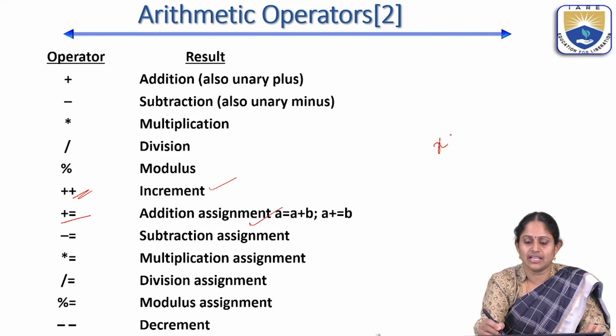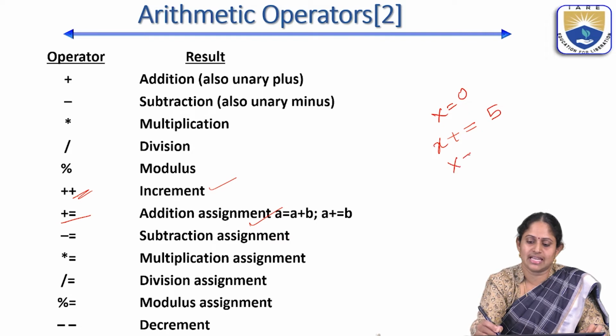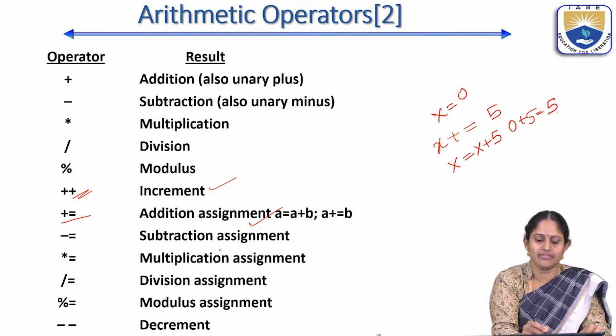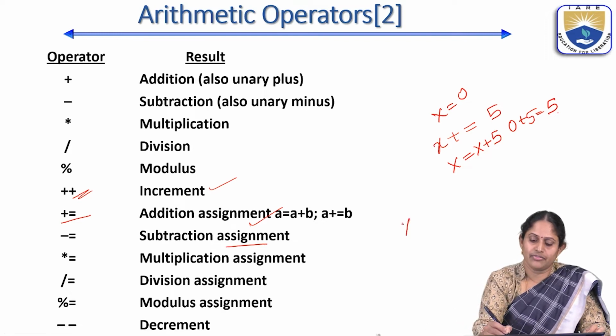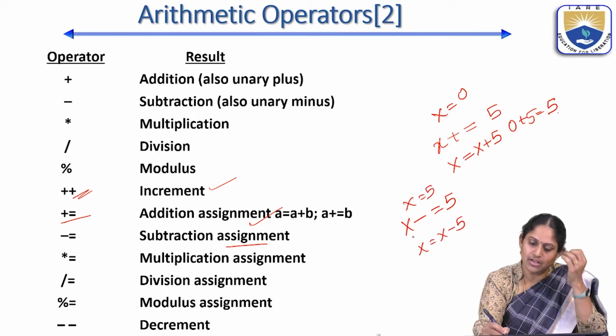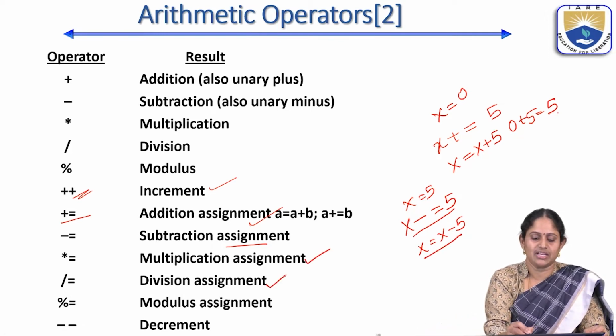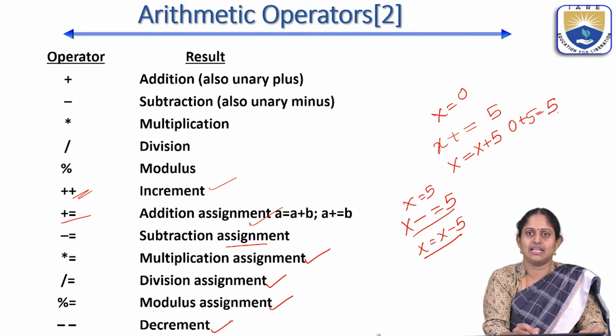That means if we have x plus equal to 5, and x value was 0 initially, x plus equal to 5 indicates that x is equal to x plus 5. That means 0 plus 5, which is 5. Similarly, we have the subtraction assignment, where if we have x minus equal to 5 and x was 5 initially, then x is equal to x minus 5. The meaning of this statement is x is equal to x minus 5. Similarly, we have multiplication assignment, division assignment, modulus assignment and the decrement operator.